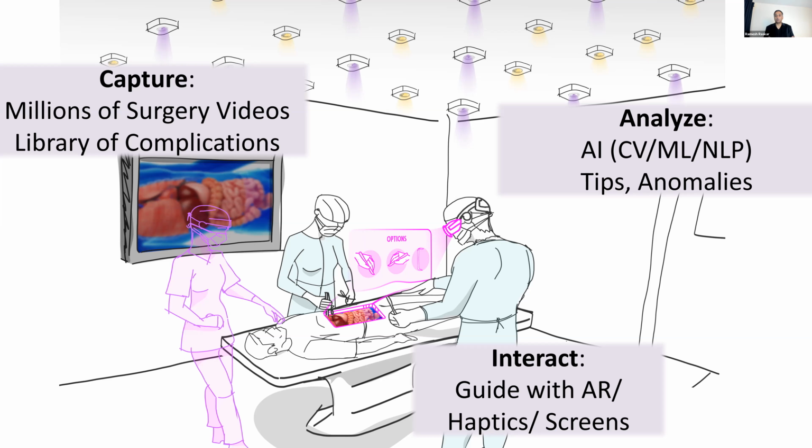In any AR or VR system, we have to think about three sub-problems: how do you capture, how do you analyze, and how do you interact? Just like Waze, surgeons could have information from millions of other surgeries that have been done before them, bring those surgery videos in, and create a library of complications. In the case of Waze, it's a library of traffic jams. Then you analyze using computer vision, machine learning, natural language processing, tips, anomalies, and so on. And then finally, you can interact with it with augmented reality, haptics, multimodal screens, and so on.